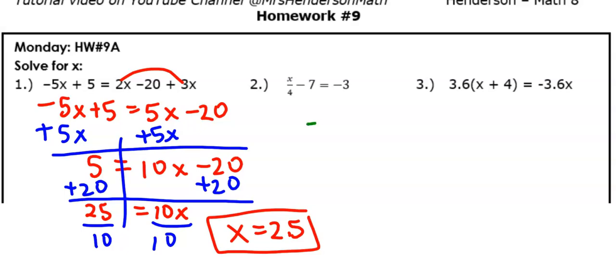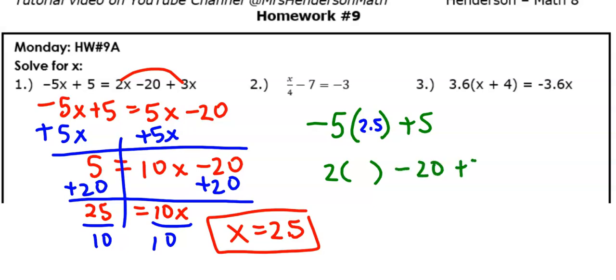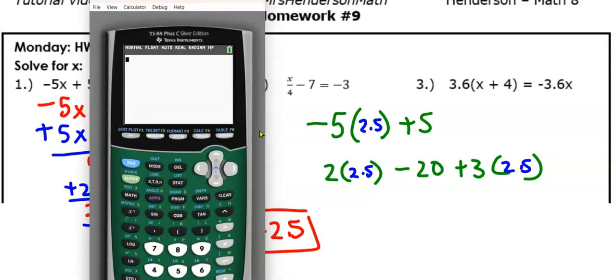In order to check to see if your answer is right, you can use a calculator and erase and replace your letter x with your found value. You're going to do it both on the left and on the right sides. Once you have inserted your check step number, 2.5, you're going to compute using a calculator. So using my handheld calculator, I'm going to type exactly what I see here on the paper into my calculator. -5, parentheses 2.5, close parentheses, plus 5. I'm going to press enter.